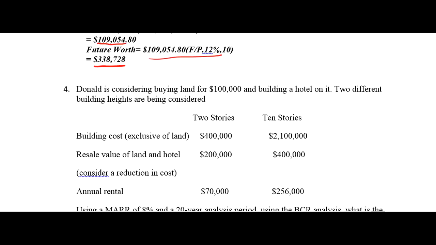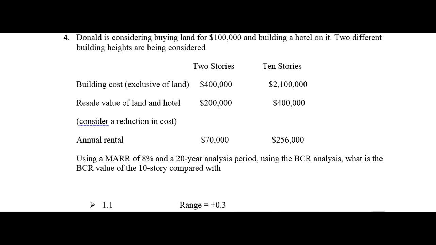Question 4. Donald is considering buying land for $100,000 and building a hotel on it. Two different building heights are being considered. So here you have two cases, one of a 10-story building and another of a 2-story building, and you have to get a difference of these two to get the BCR value. Let's see what the question says. Using MARR, the interest rate, that is 8% for a time span of a 20-year analysis period, use the BCR analysis. What is the BCR value of 10-story compared with 2?